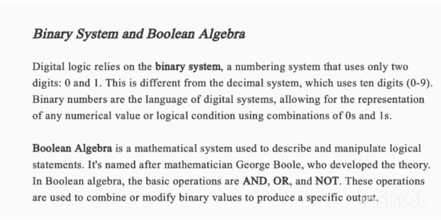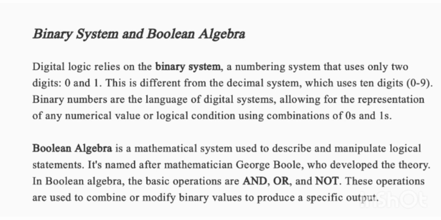Binary system and Boolean algebra. Digital logic relies on the binary system, a numbering system that uses only two digits, 0 and 1. This is different from the decimal system, which uses 10 digits, 0 to 9. Binary numbers are the language of digital systems, allowing for the representation of any numerical value or logical condition using combinations of zeros and ones.